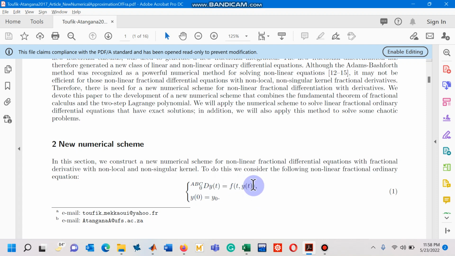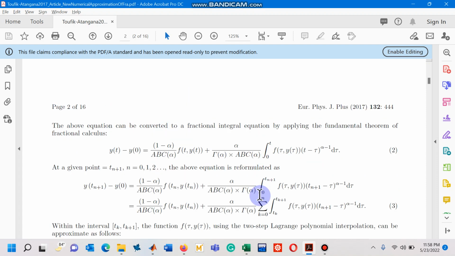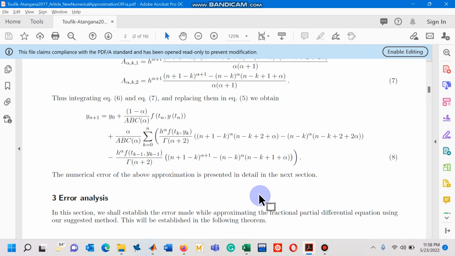The differential equation is defined under the ABC operator, which stands for Atangana-Baleanu operator in the Caputo sense, along with an initial condition. So the numerical scheme proposed by these professors is shown in equation number 8. This is the numerical scheme for which I have designed a MATLAB code.